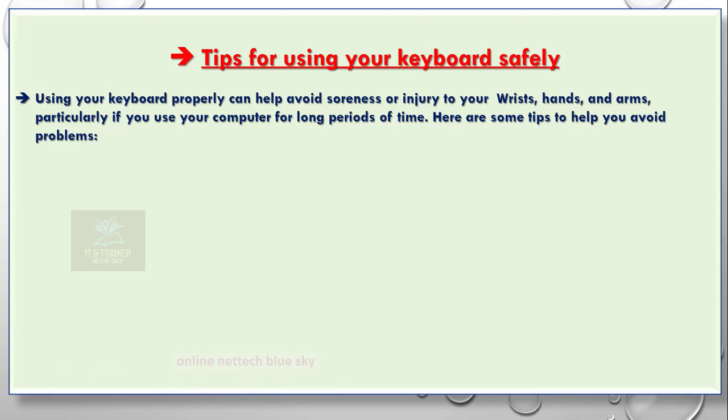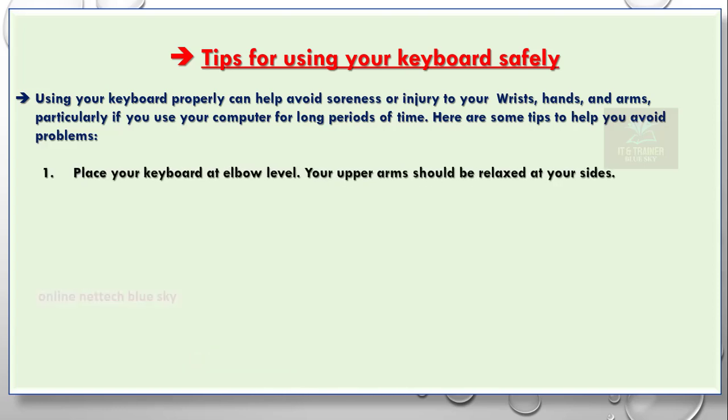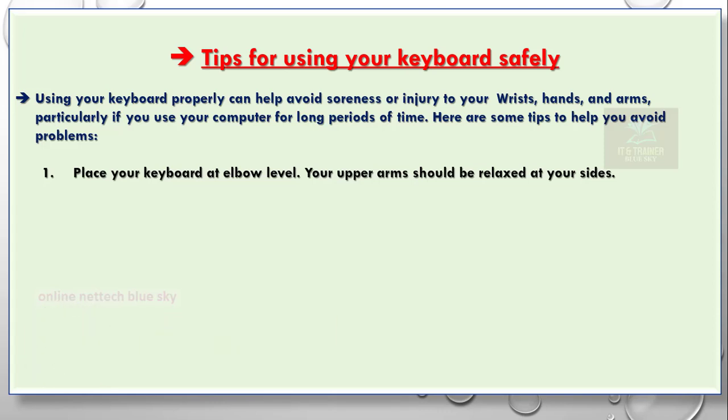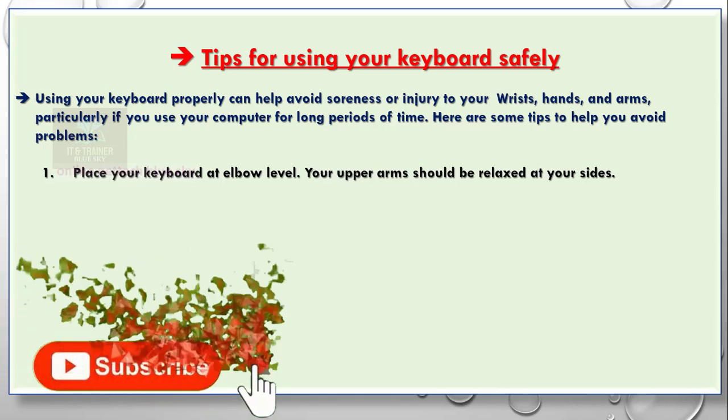Here are some tips to help you avoid this problem. The first tip is very important for you: place your keyboard at elbow level. Your upper arms and shoulders should be relaxed at your sides. Very important. Elbow level means your body is completely level, and sometimes your body is very straight, with your side at elbow level. Set up your computer, set your keyboard at elbow level, keeping your arms relaxed at your sides.